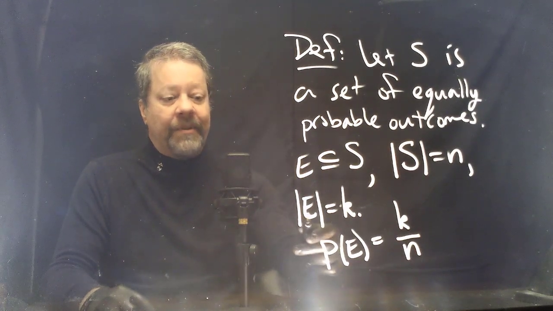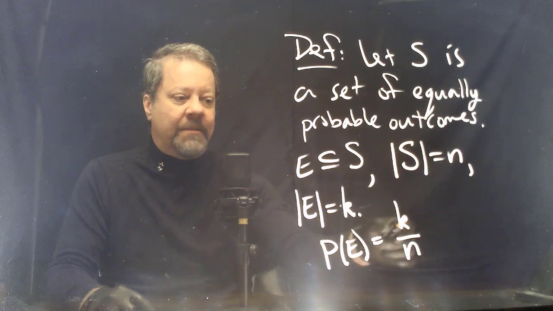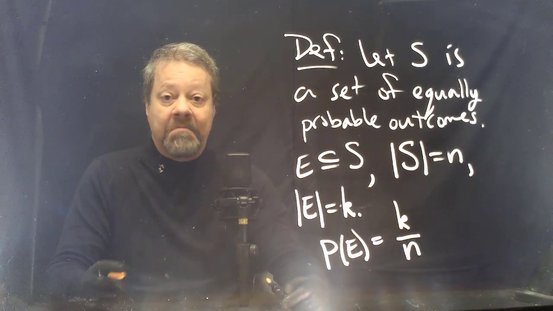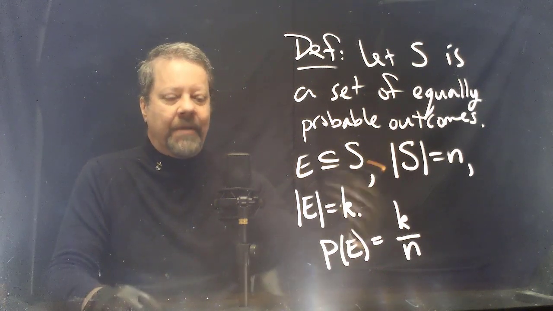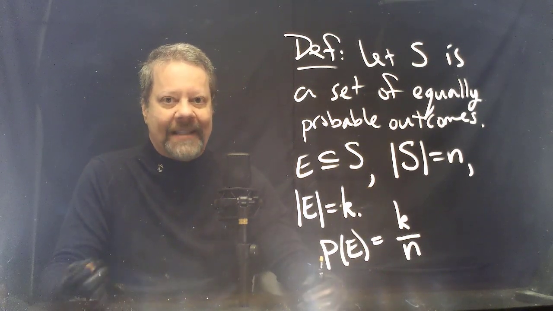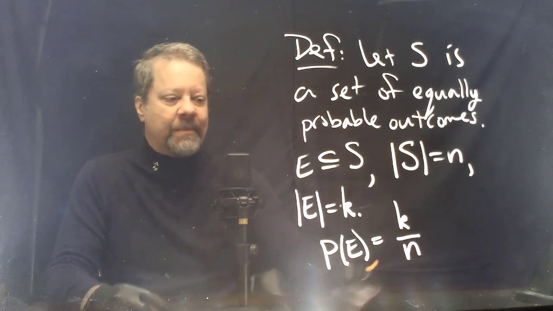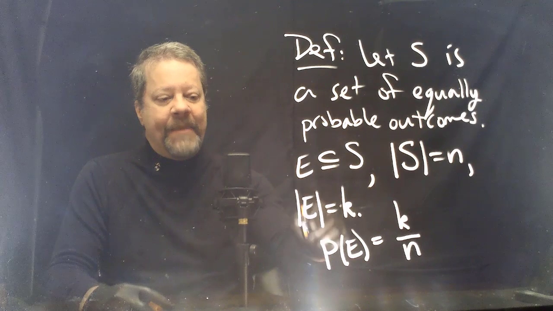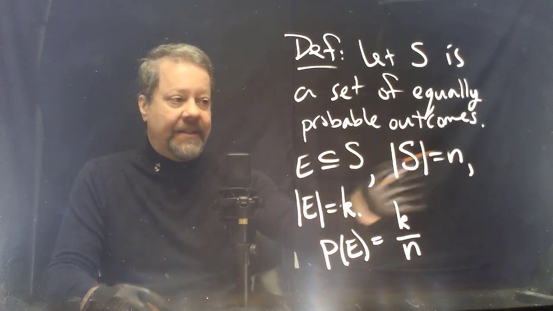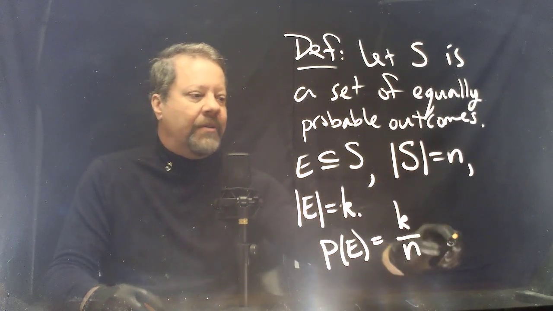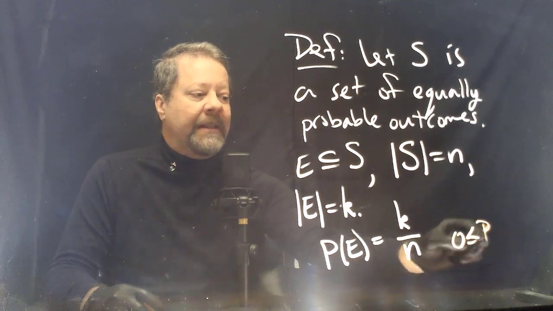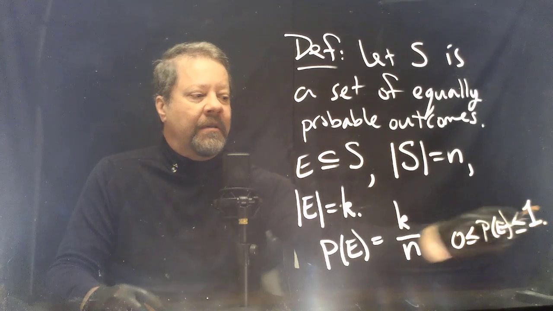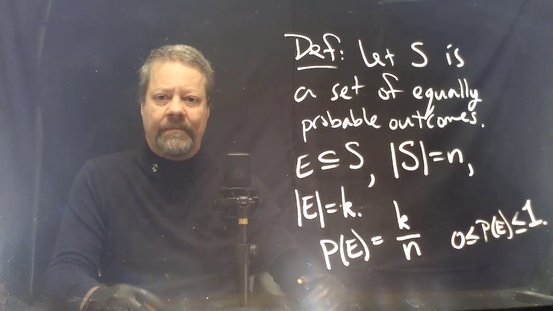It is possible that the event is the empty set, in which case the number of elements is 0, and the probability then for that event would be 0. If you actually perform the experiment, one of those outcomes has to happen. So if nothing happens, then you didn't perform the experiment. The probability is 0. But the biggest that K can get is N. So note that the probability of any event will be a number between 0 and 1.